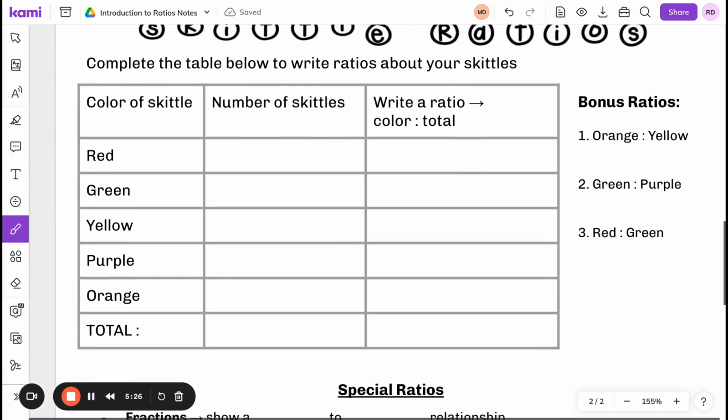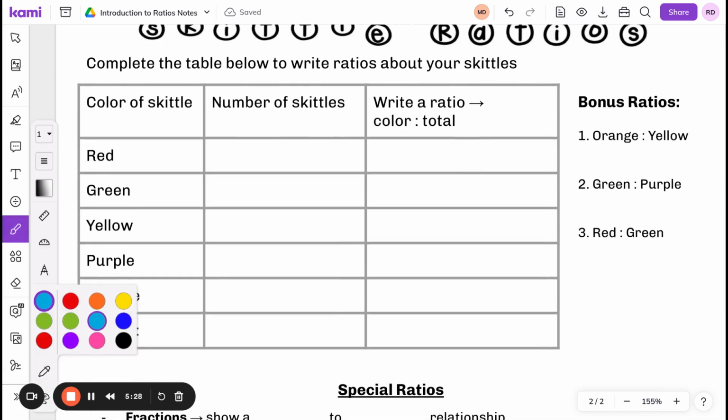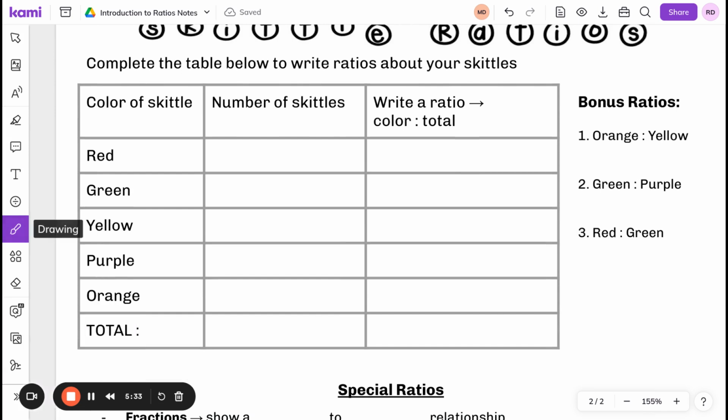The other practice is now comparing colors. Okay, so again, the labels are still important and the order still matters. So this says complete the table to write ratios about your Skittles. So if you opened a little bag of Skittles, we're just guessing how many pieces would be in there. So let's say you have 4 red, you have 2 green, 1 yellow, 5 purple, and 2 orange. So 9. So you had 14 total Skittles.